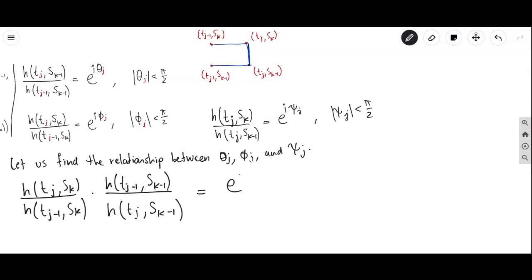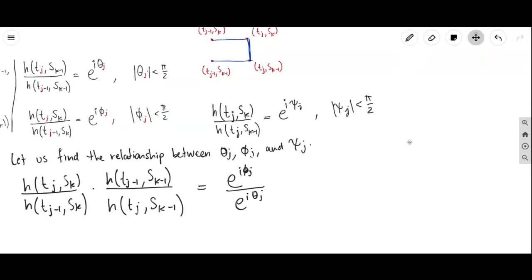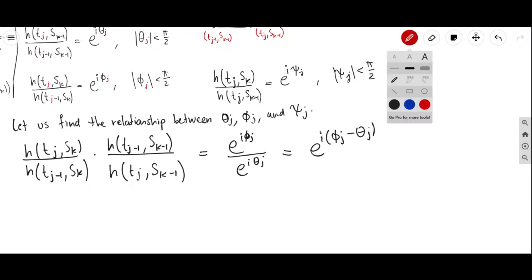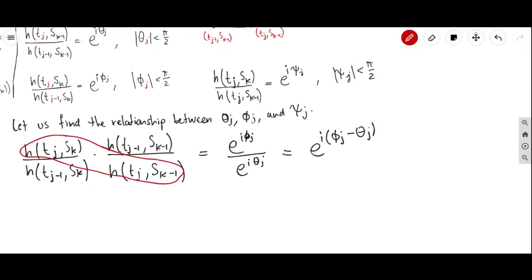So this would be e to the i theta j divided by e to the i, I meant to say phi j, right? That would be e to the i phi j, and this is e to the i theta j. And this is of course equal to e to the i phi j minus theta j. But let's work this out. You're going to see that this one can be expressed in terms of that one. In order to do that, you have to pair these together, and then pair these together.